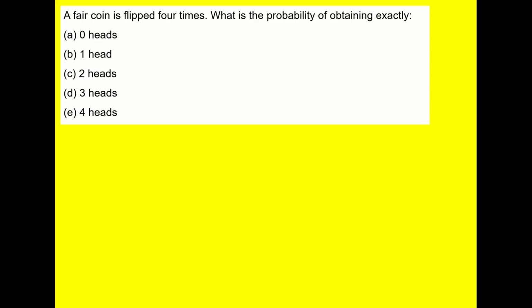Okay, to start today, I'd like you to try this question. An unbiased coin is flipped 4 times. What's the probability of obtaining 1 head, 2 heads, and so on?